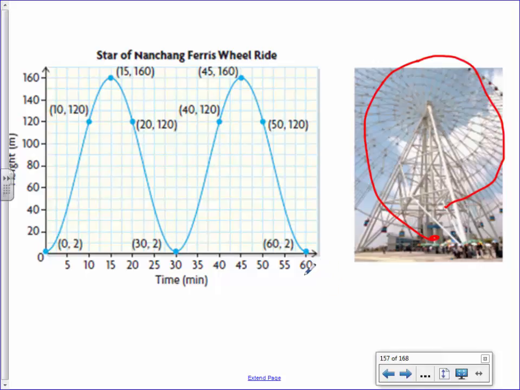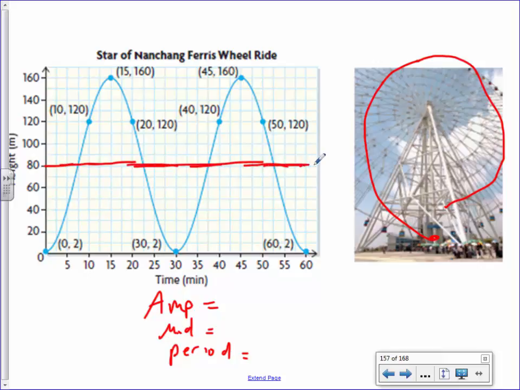So let me ask you then, let's try to find these 3 characteristics. Let's find the amplitude. Let's try to find the midline. And let's try to find the period. I usually recommend let's find the midline first. 80. How'd you figure that out? Because it looks like it's in the middle. Yeah, essentially it looks like it's right through the middle at 80.